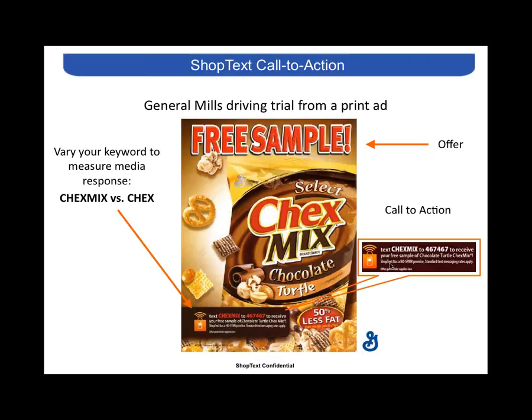What they did was insert a call to action where you can text Chex Mix to 467-467. For those of you who don't know, the keyword is Chex Mix, and 467-467 is a short code. And right away with our system, without anybody pre-registering, we ask them to reply, and we capture the consumer's address and email. We route that to their fulfillment center. So we connect this ad directly to the sample fulfillment center.